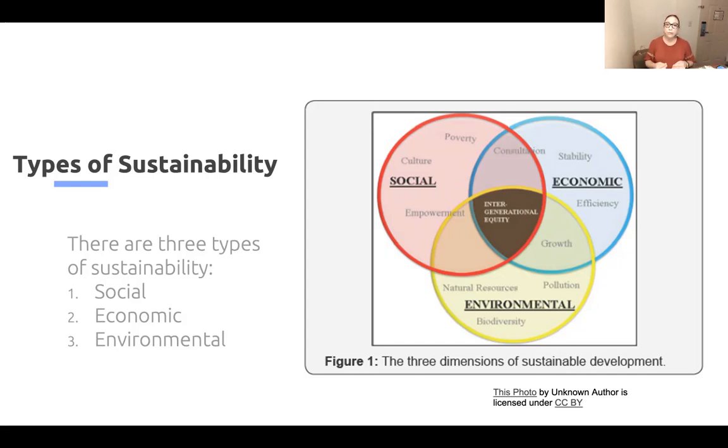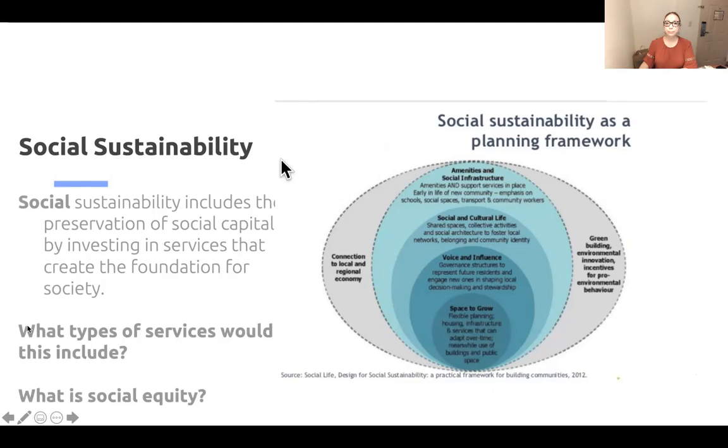Now, environmental sustainability has to do with how we use our natural resources, the types of pollution that are emitted into the environment, but also our conservation of biodiversity, or the wealth of animals and plants and bacteria and all kinds of living organisms in our environment. So let's take a closer look at these concepts.